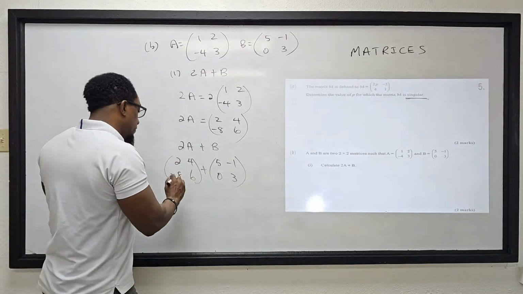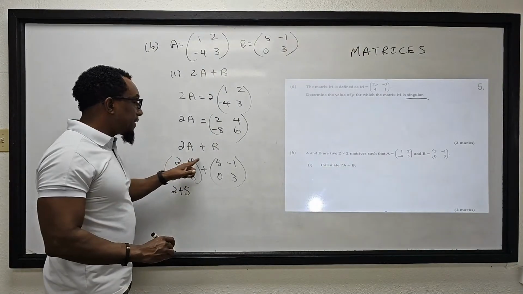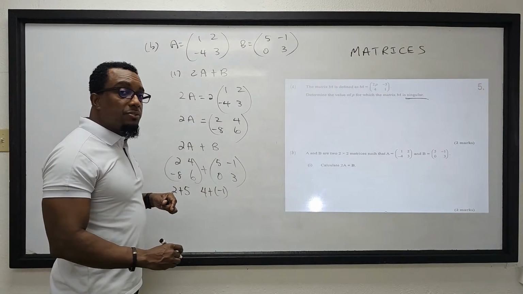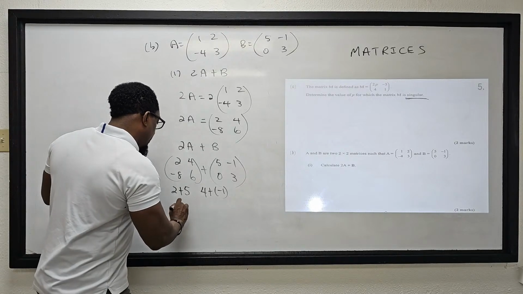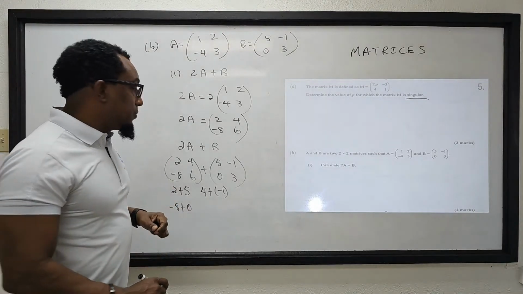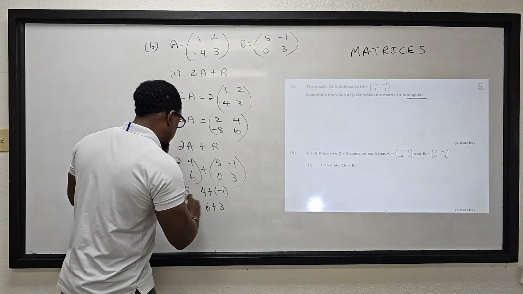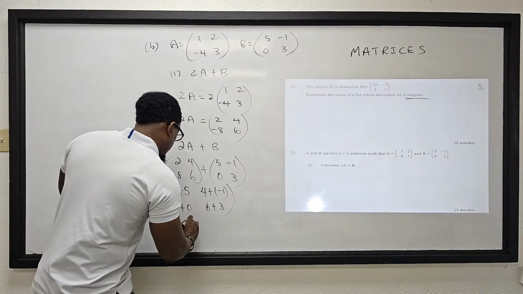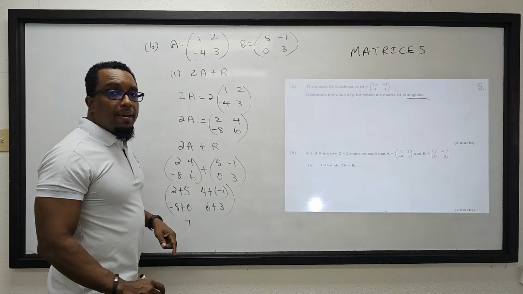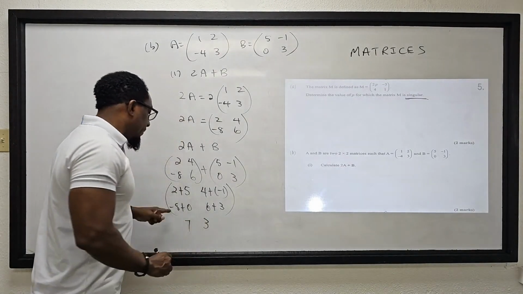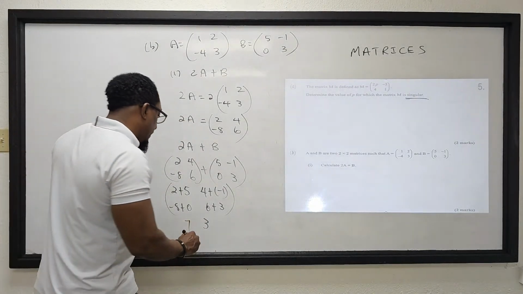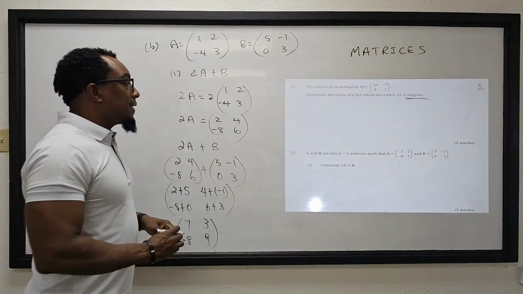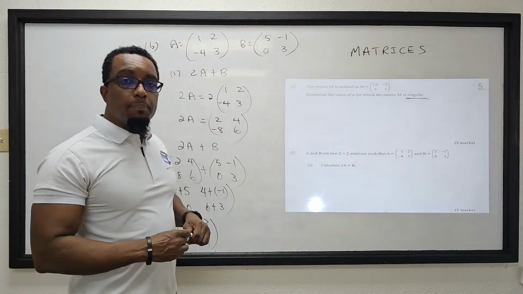And what are we going to do? First element plus first element, second plus second, put negative 1 in brackets to separate the signs. Third plus third, negative 8 plus 0, fourth plus fourth. When we simplify that, what are we going to get? 7, plus by a minus is a minus, 4 minus 1 is 3, negative 8 plus 0 is negative 8, 6 plus 3 is 9. That is the result for part B, 2A plus B.